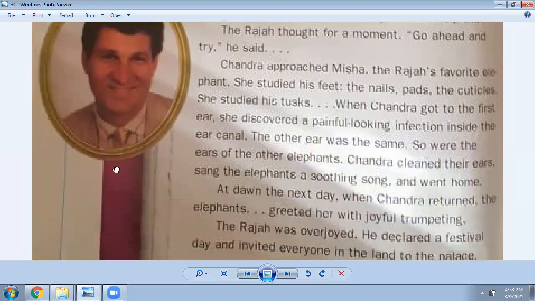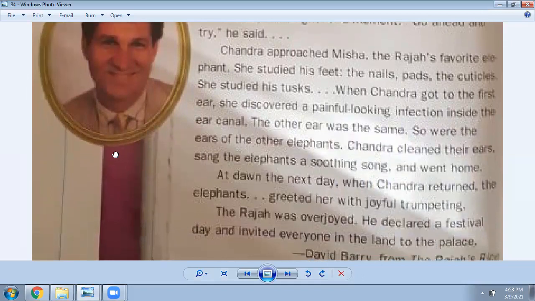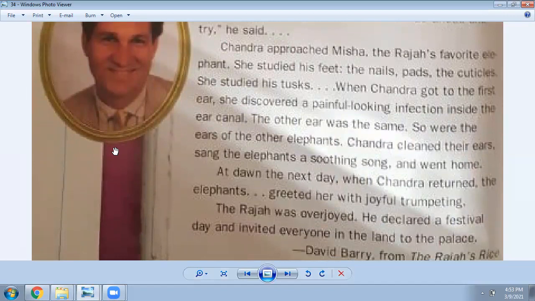Chandra approached Misha, the Rajah's favorite elephant. She studied his feet, the nails, pads, the cuticles. She studied his tusks. When Chandra got close to the first ear, she discovered a painful-looking infection inside the ear canal. The other ear was the same. So were the ears of the other elephants. Chandra cleaned their ears, sang the elephants a soothing song, and went home. At dawn the next day, when Chandra returned, the elephants greeted her with joyful trumpeting. The Rajah was overjoyed. He declared a festival day and invited everyone in the land to the palace.